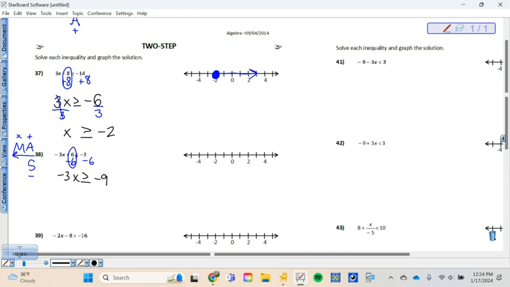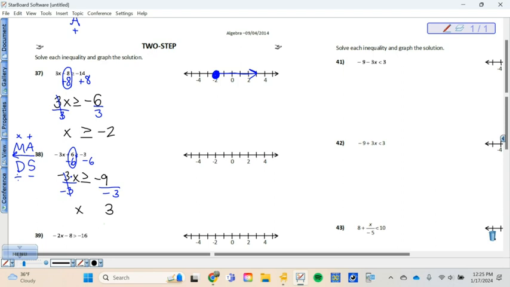Good, negative 9. And now I have this multiplication left over. How do I undo multiplication? Division, right? I've got to divide. What am I going to divide both sides by? Negative 3. Okay, my negative 3's cancel out. I've got x by itself. And over on the right-hand side, what's negative 9 divided by negative 3?